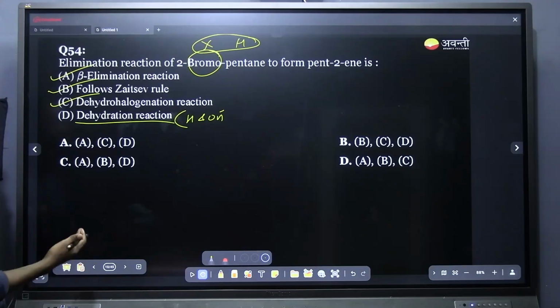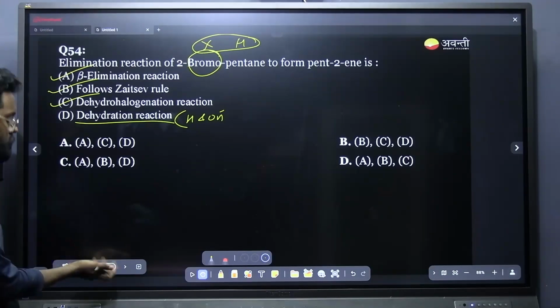Yeah, I think it's a PYQ only. You might already have solved it. Very easy question. Moving to the next question.